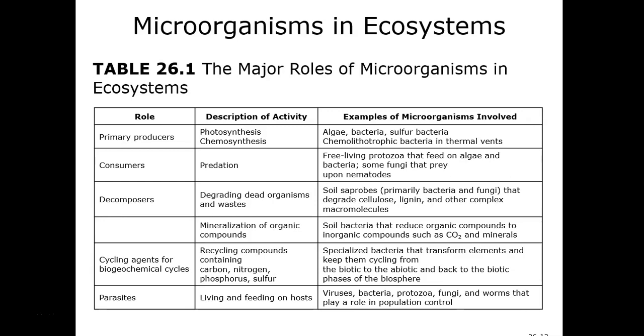So here is a really nice overview that talks about a lot of the major roles of microorganisms in ecosystems. This is table 26.1 in your textbooks. And we'll see that the producers can be things like bacteria and algae. We also talk about the consumers. Again, bacteria can also be in this group. You're going to see that bacteria can be through all of the different processes.